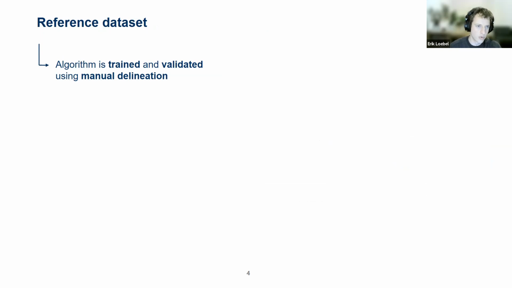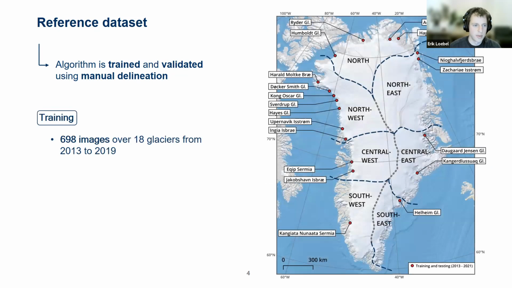And to create this reference data set, we use manual delineation. So basically, we use satellite images which are digitalized manually to fit this model, so it does it automatically afterwards. On there we created a data set with manually delineated satellite images. We have about 700 images. You see a map here on the right. We focus on the Greenland ice sheet, and you see all the glaciers, and the time frame we have is from 2013 to 2019.